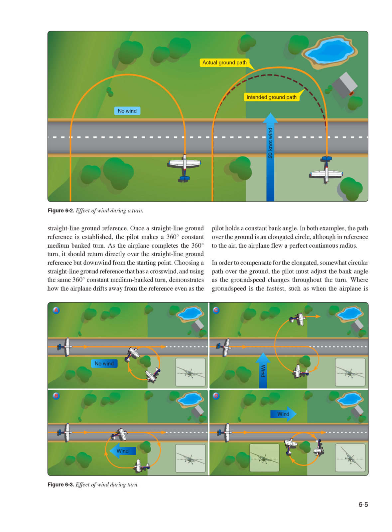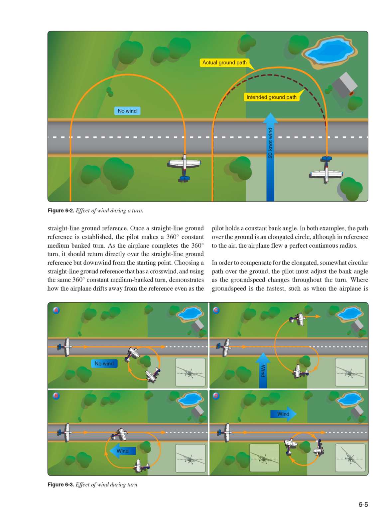Where ground speed is the fastest, such as when the airplane is headed downwind, the turn bank angle must be steepest. Where ground speed is the slowest, such as when the airplane is headed upwind, the turn bank angle must be shallow. It is necessary to increase or decrease the angle of bank, which increases or decreases the rate of turn, to achieve the desired constant radius track over the ground.